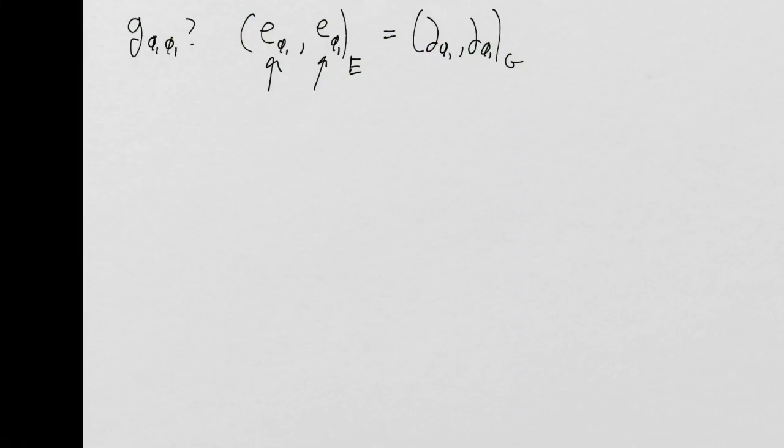So what I'm going to do now is make the substitution. I'm going to calculate this in Euclidean space, and I'll get a number. Well, I'll get a function probably, and that function will be the g phi 1 phi 1.